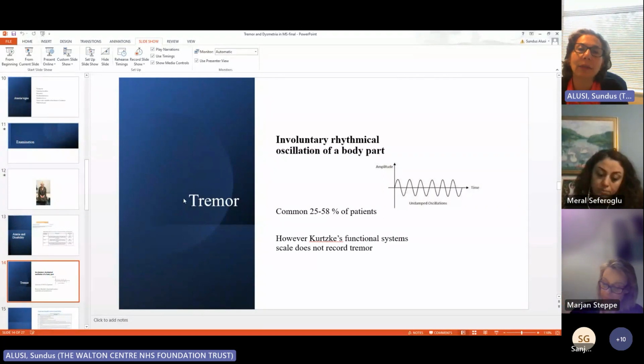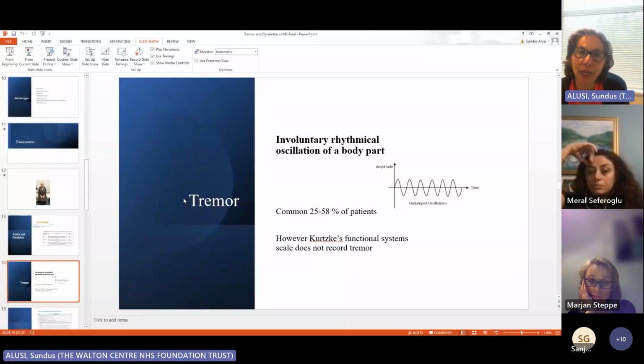If we go to tremor now, we said ataxia is incoordination. Tremor is a completely different thing. Although tremor is present in some ataxic conditions, and indeed in multiple sclerosis ataxia, tremor is one of the main features. Tremor itself can be isolated in MS and doesn't have to be associated with ataxia. As a definition, which is very important when you see people with lots of movement disorders in your career, tremor is an involuntary rhythmical oscillation of a body part.